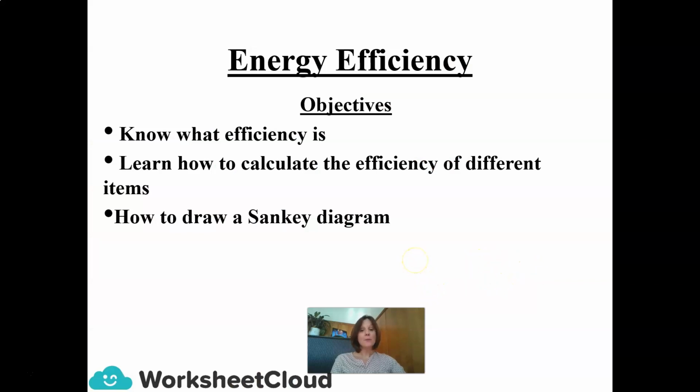So, what are our objectives for today? We want to know what efficiency is. We want to learn how to calculate the efficiency of different items, like appliances that we use in our homes, and we want to know how to draw a Sankey diagram.